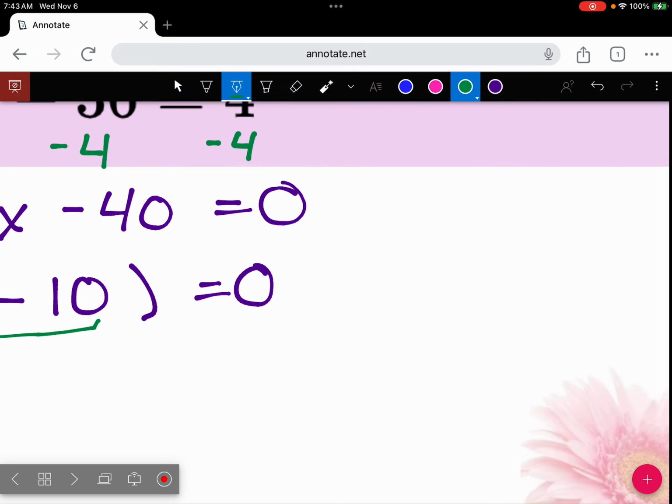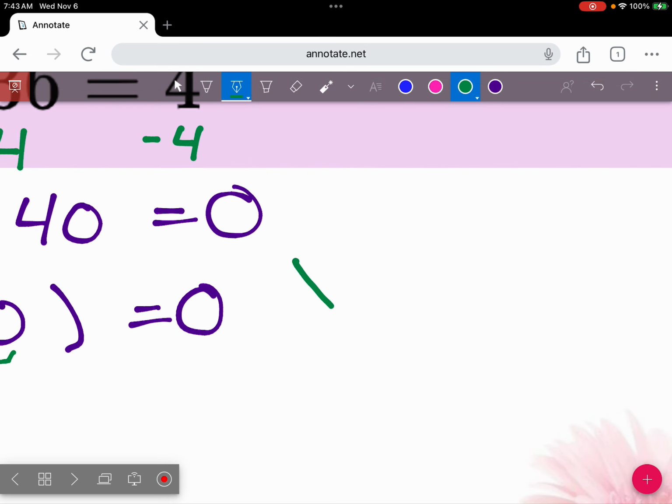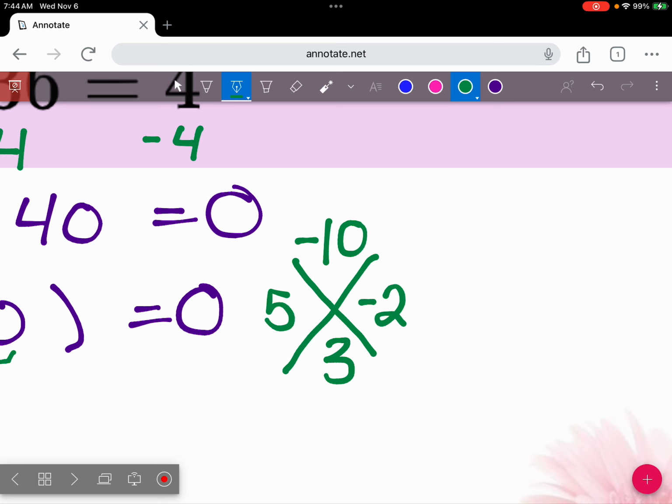I'm going to do this one with our factoring by grouping, just so we can see both of them. We still start the same way. We're going to pick our a times c. Now my a in front of the x squared is a 1, and my c is minus 10. So we're looking for a pair of numbers that multiply to make negative 10 and add to be a positive 3. What set of numbers will multiply to make negative 10 and add to make a positive 3? 5 and negative 2. Does it matter which side? Does not, even a little bit.